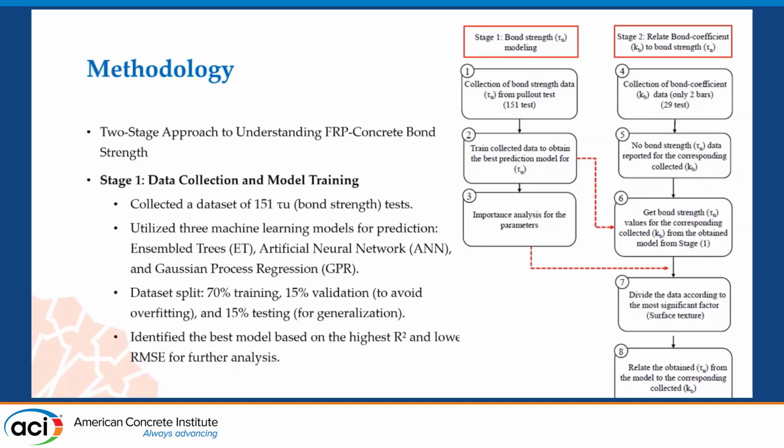So I think we're going to be seeing how she goes through all the different steps. I see stage 1 has 3 steps, stage 2 has 8 steps, and at the end of that you have a relationship where you obtain tau sub u from the model, how that correlates to the collective value of K sub B.